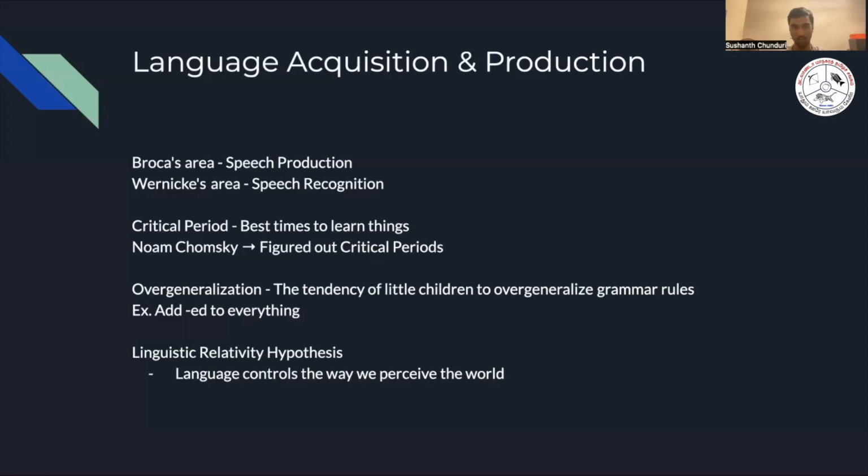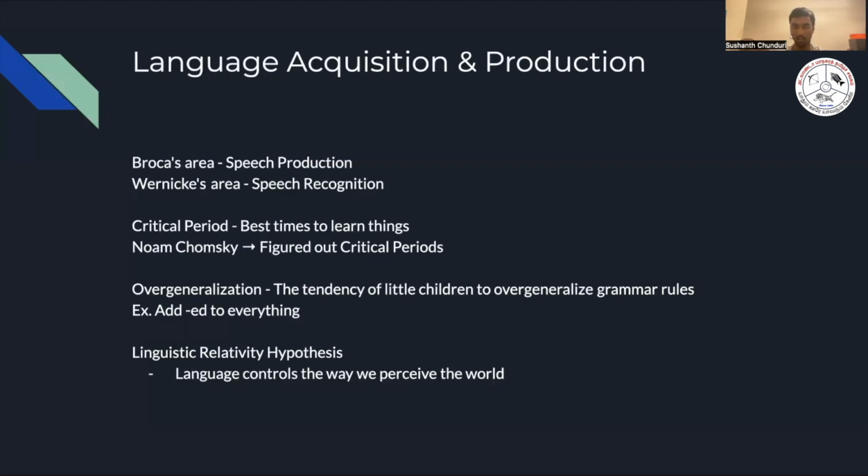The linguistic relativity hypothesis is essentially that language controls the way we perceive the world. Some languages are really slow and smooth and soft flowing, and those people tend to be more smooth and soft flowing. Some languages are really sharp and fast. That changes how we perceive the world.